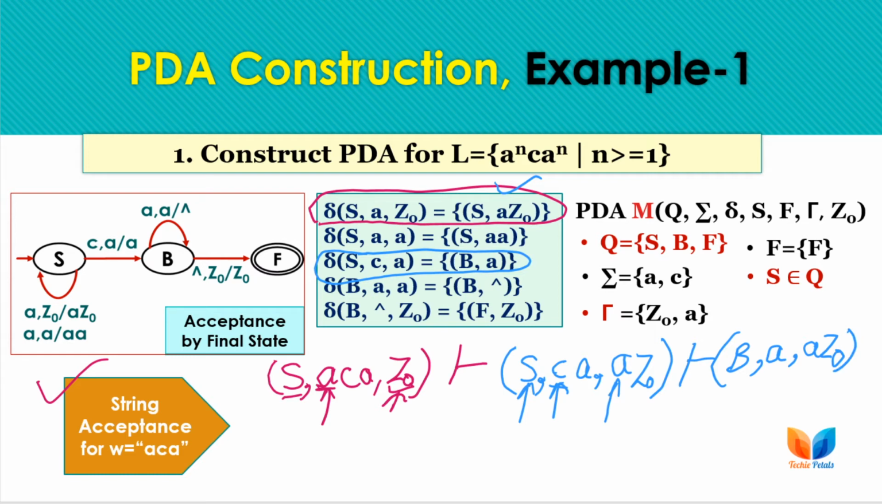Okay, so next, from this combination we have B as the state, the next input is A, and the next stack top is A. So this forms this combination from B for input symbol A. This is the transition we need to consider now. So from B for input symbol A, stack top A, we are moving to B and replacing the stack top by null. So this stack top will be replaced by null for the next ID. Okay, so the next ID will be, we are moving to B only.